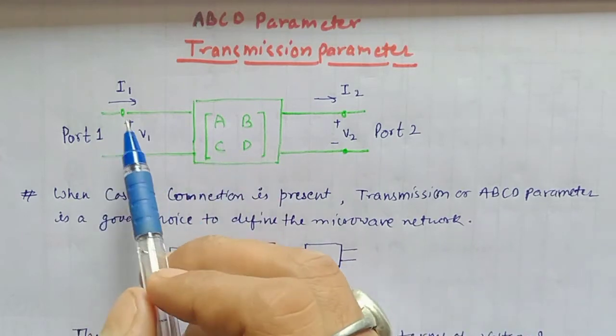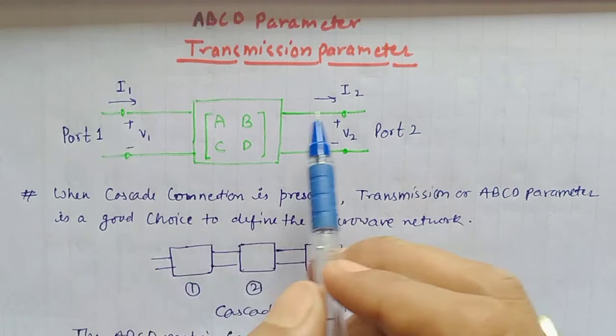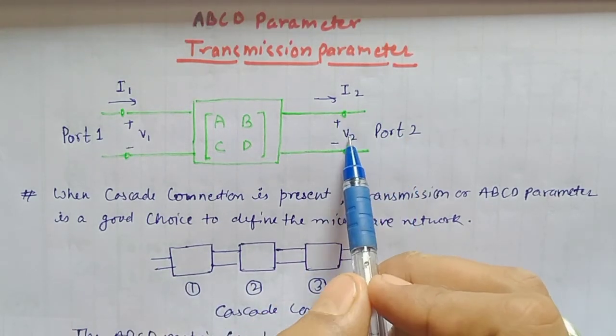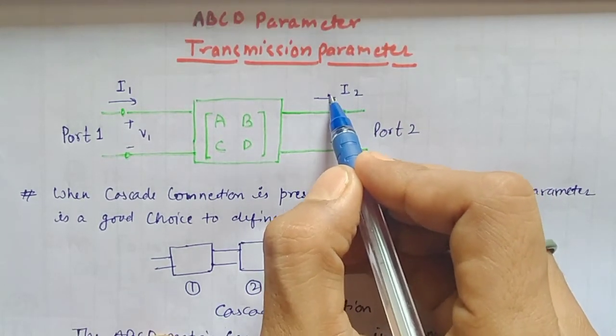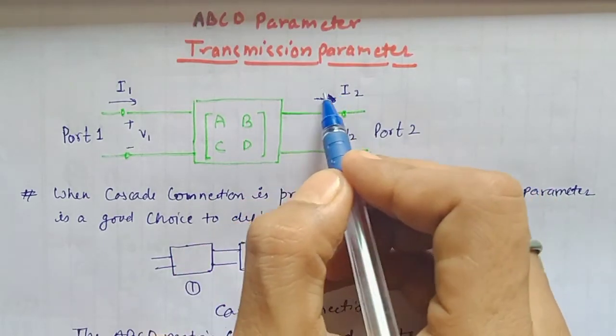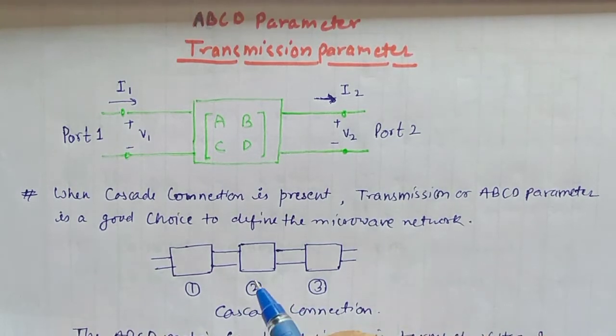It's a two-port network. So I have taken V1 as the voltage at port 1, I1 as the current at port 1, I2 as the current at port 2, and V2 as the voltage at port 2. For I2, I have taken it in this direction. Even if you take it in the other direction, you will get the same expression, whatever I will deduce in the subsequent lecture.